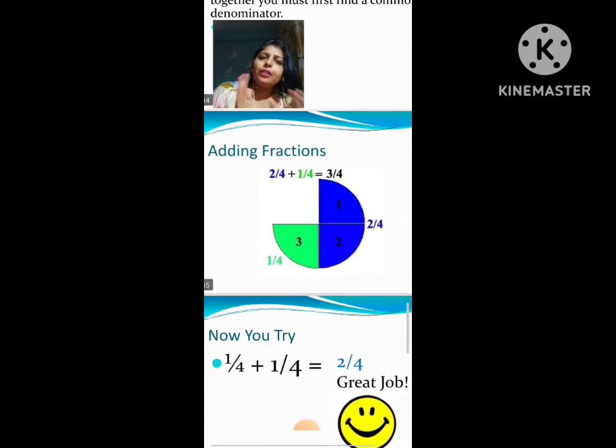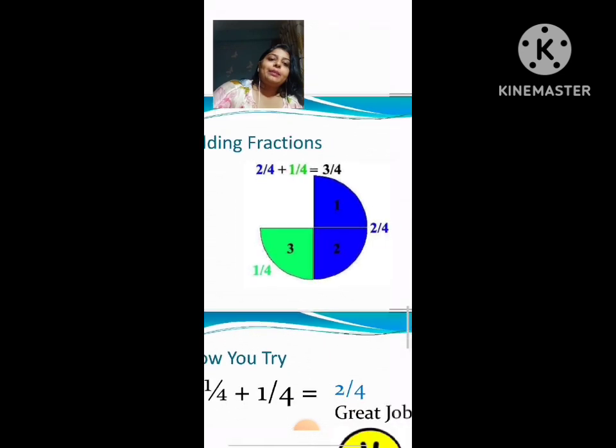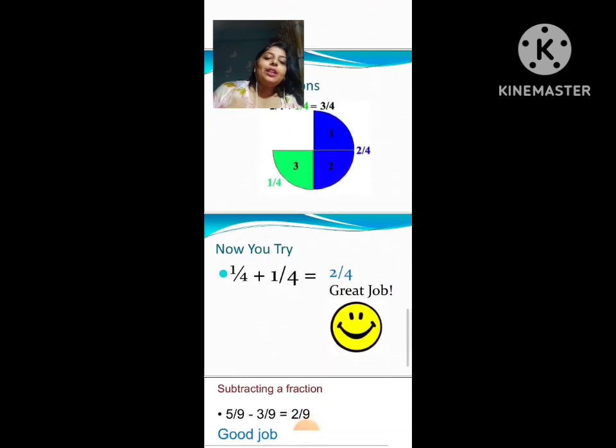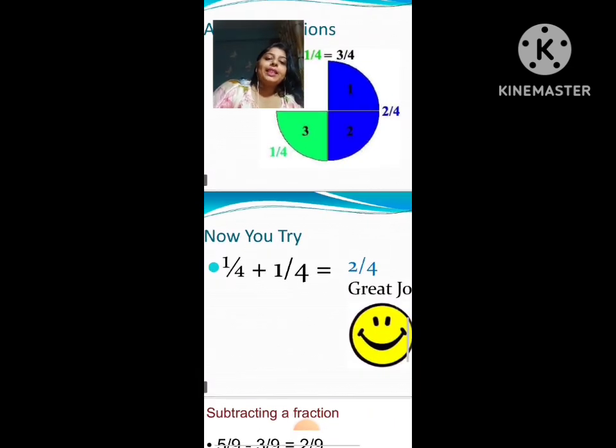For example, I'm giving you a simple example here. Suppose we have to add 2 by 4 plus 1 by 4. So what will be the answer? 3 by 4, correct. You can see 1, 2, 3, 3 parts in this diagram. Now you try 1 by 4 plus 1 by 4. What will be the answer? 2 by 4. Great job, very good. So you can see we have like fractions in which the denominators are the same, 4 and 4, 1 by 4 plus 1 by 4, so we can easily add it.